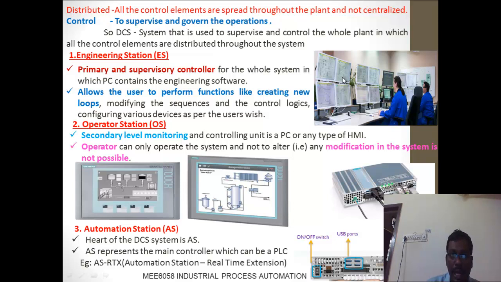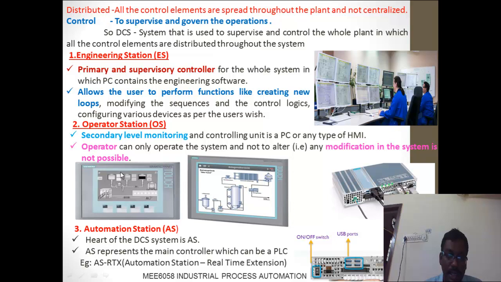That's called the human machine interface. We are going to see it as a separate topic in the forthcoming slides and classes. In parallel, if anything goes beyond the limit, he has the rights to control things. That means he has the rights to create new loops, modify the sequence, and modify the programs of the existing process. That is called the engineering station.